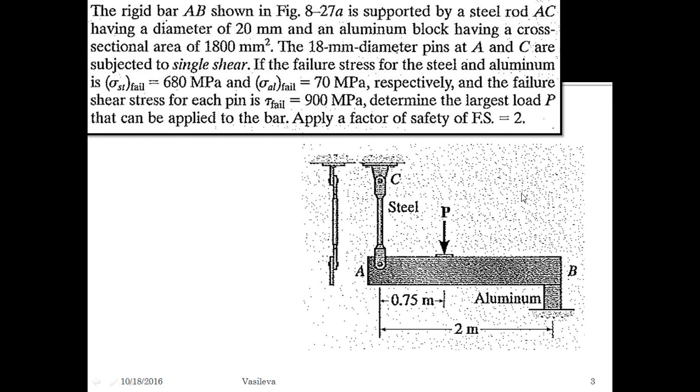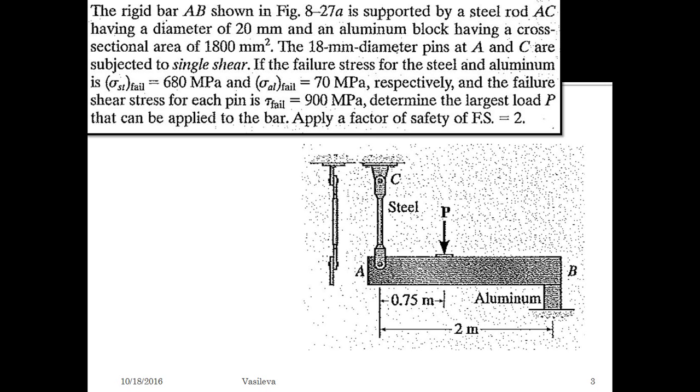This is quite a lengthy problem, but it's not that difficult. So the rigid bar AB is supported by a steel rod AC having a diameter of 20 millimeters and an aluminum block down here having a cross-sectional area of 1800 millimeters squared. The diameter of pins A and C are 18 millimeters. They are subjected to single shear. If the failure stress for the steel and aluminum is 680 and 70 megapascals, and the failure shear stress for each pin is 900 megapascals, determine the largest load P that can be applied to the bar, applying a factor of safety of 2.